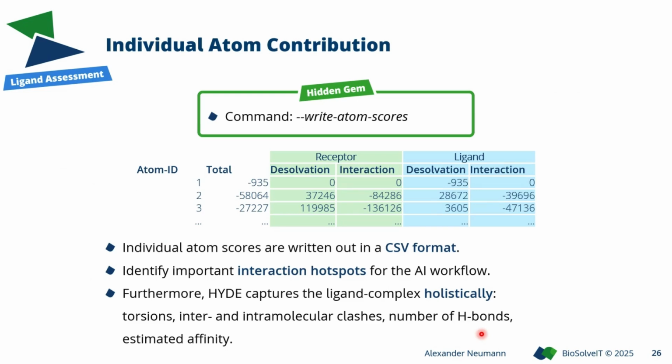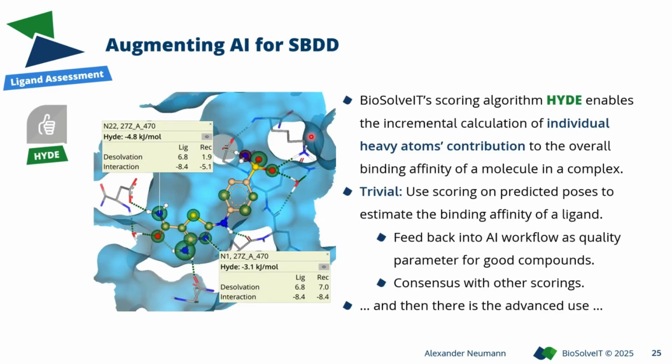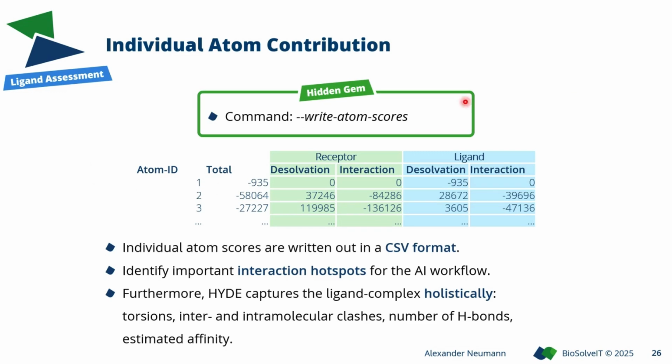While operating HYDE, you can use a very interesting command, namely the write atom scores command, which will provide for each ligand an additional set of descriptors, namely the individual contributions of each heavy atom. And this is in a CSV format. So this is exactly from this particular ligand, and I use this command to also write out the atom scores.